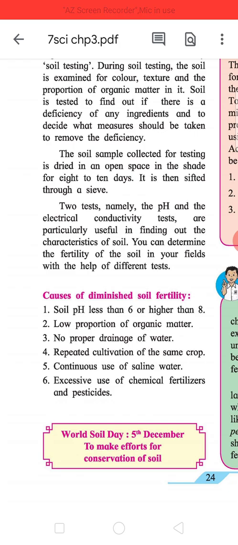Causes of diminished soil fertility. 1. Soil pH less than 6 or higher than 8. 2. Low proportion of organic matter. 3. No proper drainage of water. 4. Repeated cultivation of the same crop. 5. Continuous use of saline water. 6. Excessive use of chemical fertilizers and pesticides.